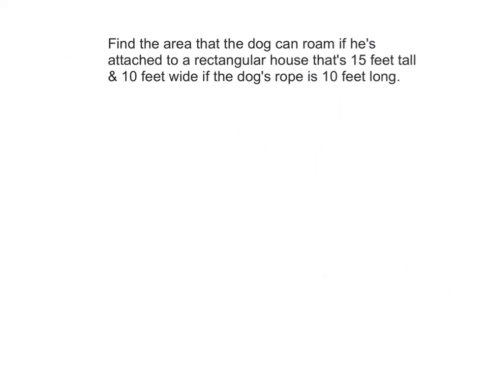Okay, find the area that a dog can roam if he's attached to a rectangular house that's 15 feet tall and 10 feet wide if the dog's rope is 10 feet long. So to do this, we draw our house. We know that this here is 10 feet wide and it's 15 feet tall. And we have a rope, he's attached to the corner, so we're going to make this where our dog is. And this is 10 feet.